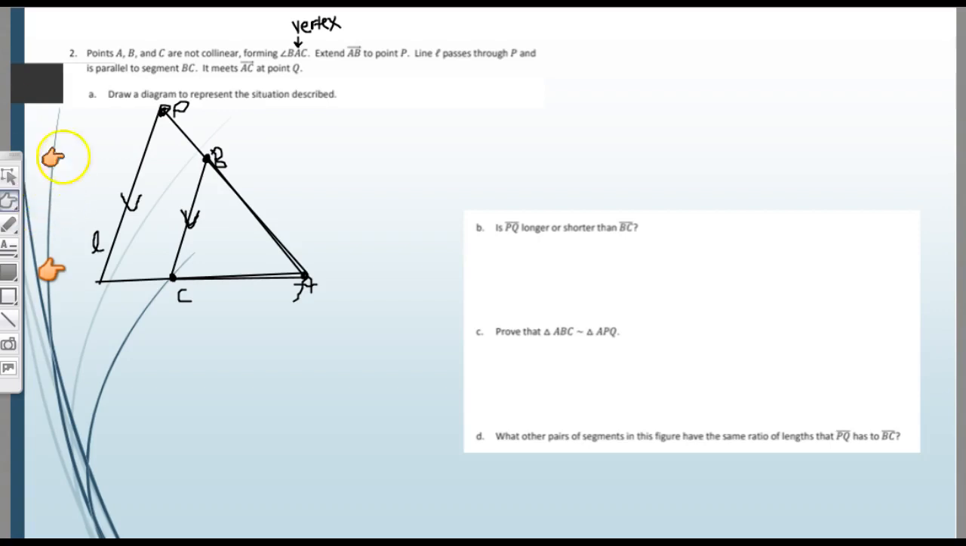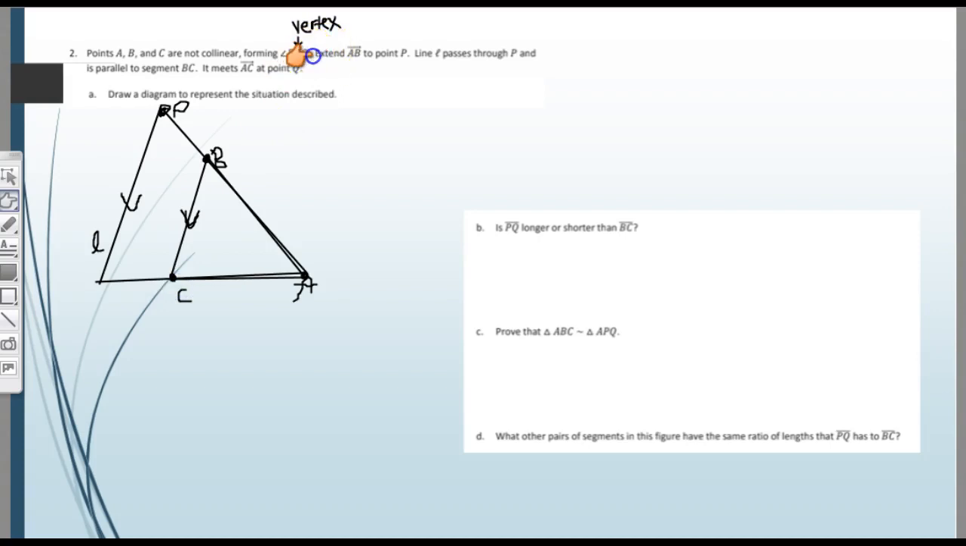So this is question number 2 from the study guide. Just to review the diagram that we just drew, for those that are watching the recording, points A, B, and C are not collinear, meaning they're not on a straight line, and it forms angle BAC. Since A is the center, A has to be the vertex. We made an angle, with point B at one end, A at the vertex, and C at the other end.